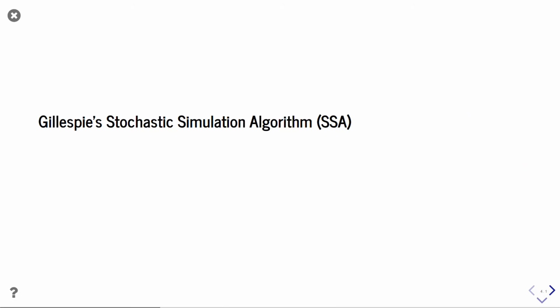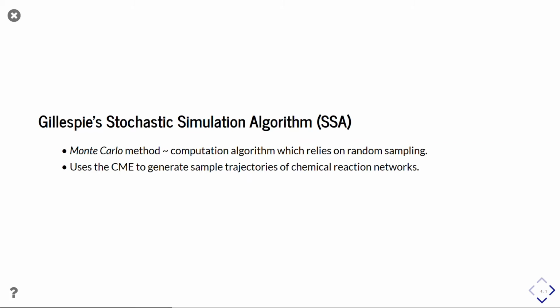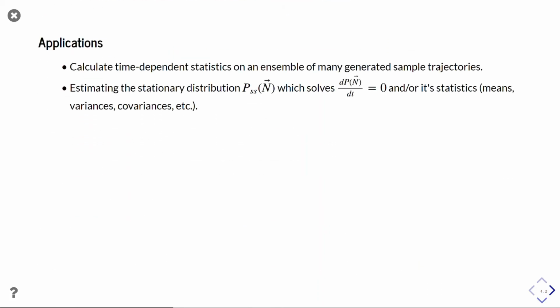The computational approach that we'll focus on is Gillespie's stochastic simulation algorithm. This is a Monte Carlo method, which basically means it's a computational algorithm which relies on random sampling. And this algorithm uses the chemical master equation to generate sample trajectories of chemical reaction networks. Some applications are calculating the time-dependent statistics on an ensemble of many generated sample trajectories, or estimating the stationary distribution, P steady state, which solves the time derivative of the joint probability distribution set equal to 0, in other words, setting the master equation equal to 0.